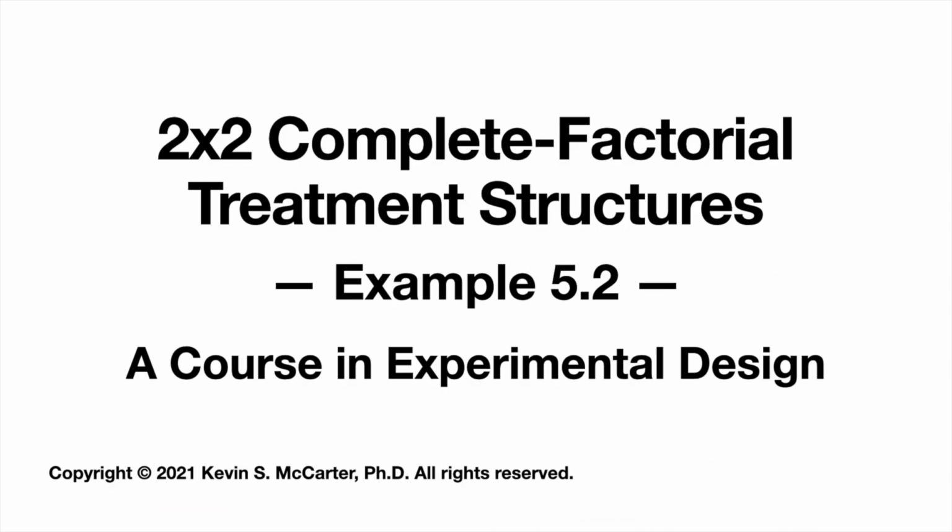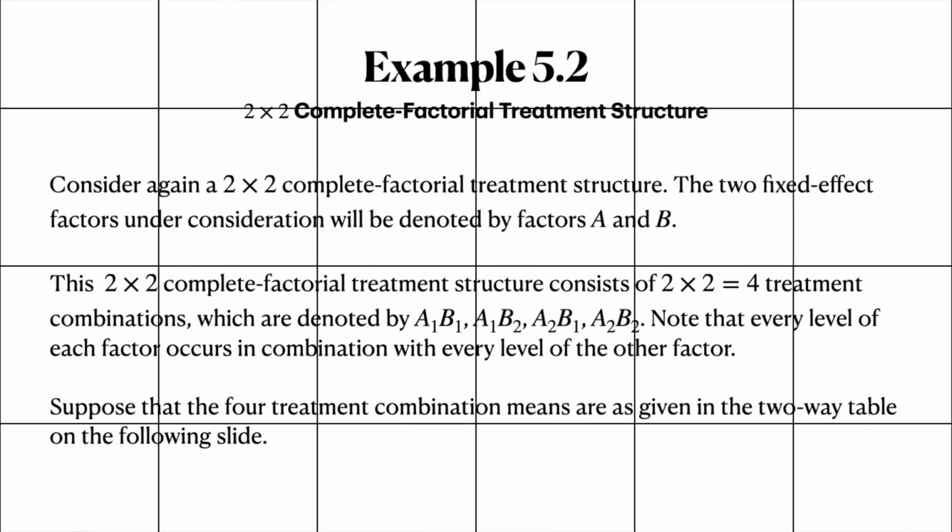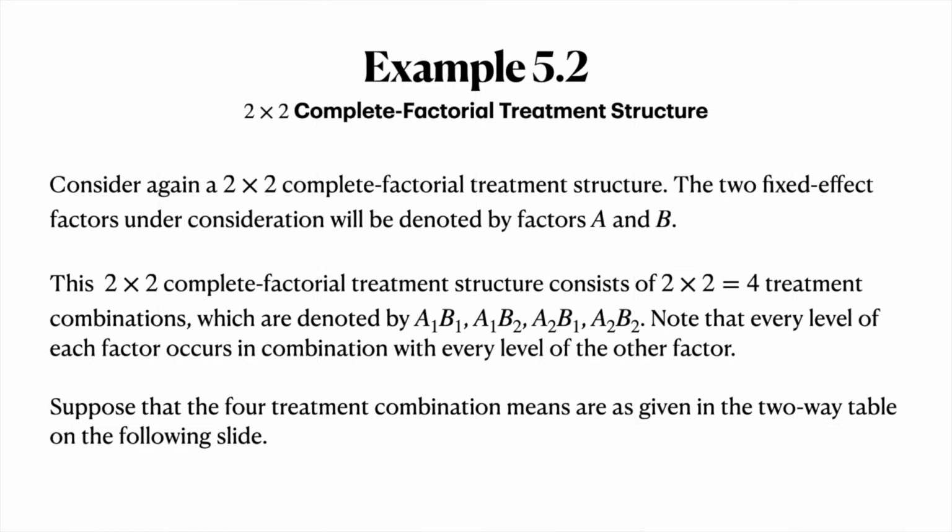In this lecture video, we're going to be looking at example 5.2 in the notes, which again involves a 2x2 complete factorial treatment structure. So let's look at a description and an overview of the context of the example. Again, consider a 2x2 complete factorial treatment structure. The two fixed effect factors under consideration will be denoted by factors A and B.